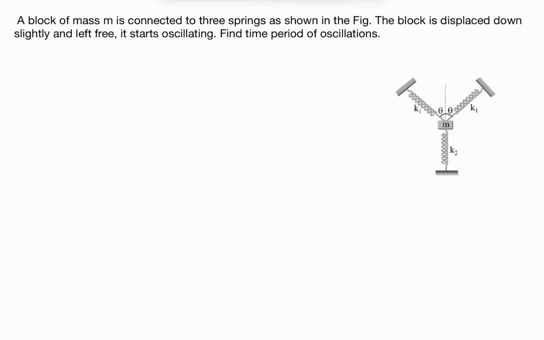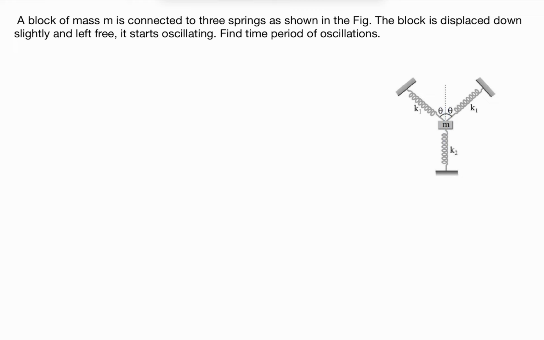Hello students, welcome. In this problem, we are going to learn how to find the time period of oscillation for a spring block system like this. The mass of the block is m, with springs k1, k1 and k2, as given. The block is slightly displaced down and released, and it will oscillate. Now what is the time period?